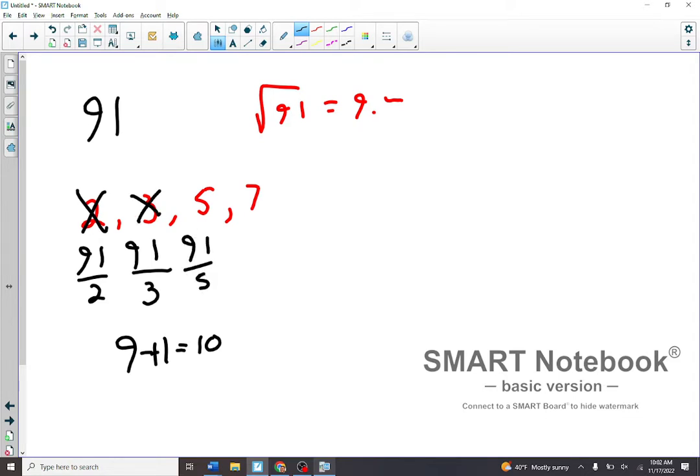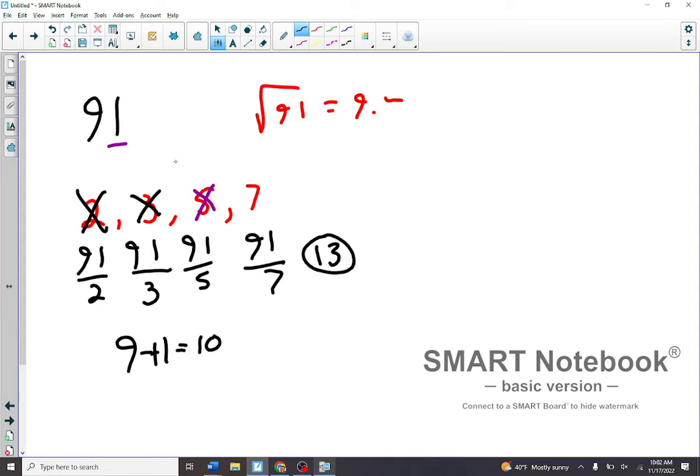91 divided by 5. No, it doesn't matter because it's not 90 or 95. Because it doesn't end with a 0 or a 5, that means 5 doesn't work. So you have to do 91 divided by 7. Sadly, there's no trick for 7, so you just divide it. And if you divide this, you'll get 13.